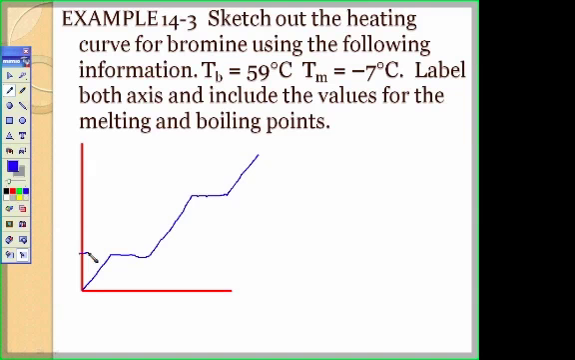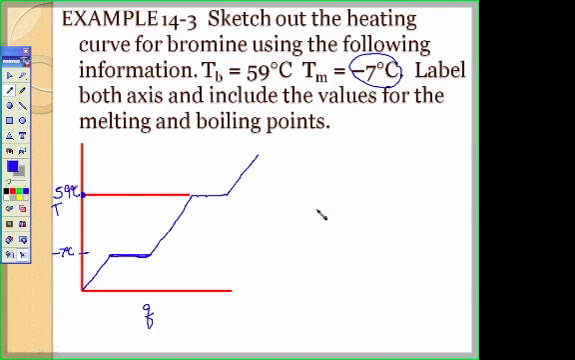Now, this flat portion here is representing my melting point. And in our question, we are told that the melting point of bromine is minus 7 degrees Celsius. We've got temperature on this and heat on this axis. And then this flat segment here, if we just extend it over just to get it to the axes, that point right here represents our boiling point. And that boiling point for bromine is 59 degrees Celsius.